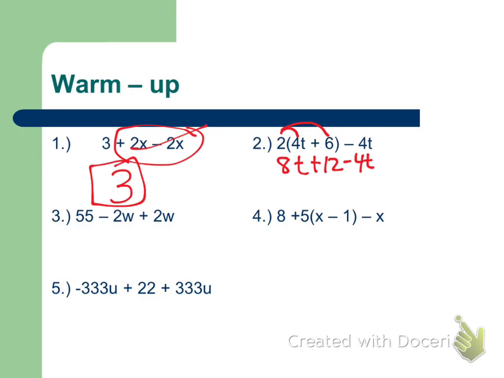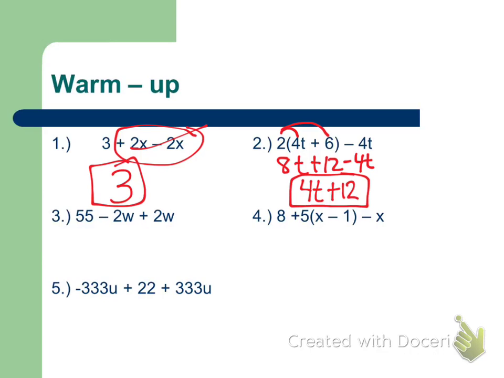Carl's helping me out with this one. What is it? 4t. And what happens with the 12? Good. We just drop it down next to the 4t because it doesn't have a variable, so they cannot get combined.